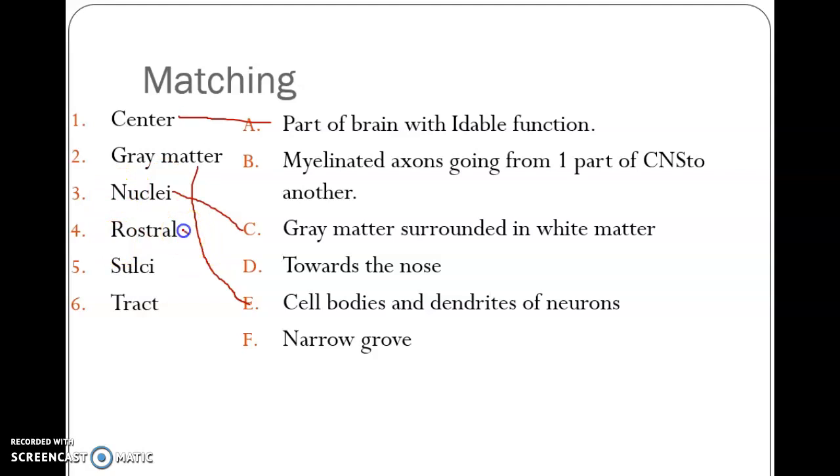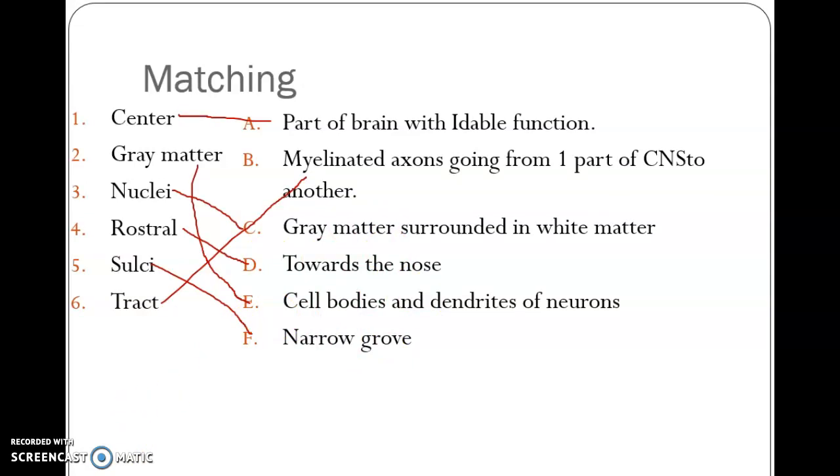Rostral, towards the nose. A sulci is a groove, and a tract is myelinated axons going from one place to another place. So what did I forget here? Gyri. So gyri are the raised ridges. So this completes our lecture on the parts of our vocabulary terms, and we will be moving on to the parts of the cerebrum. Thank you.